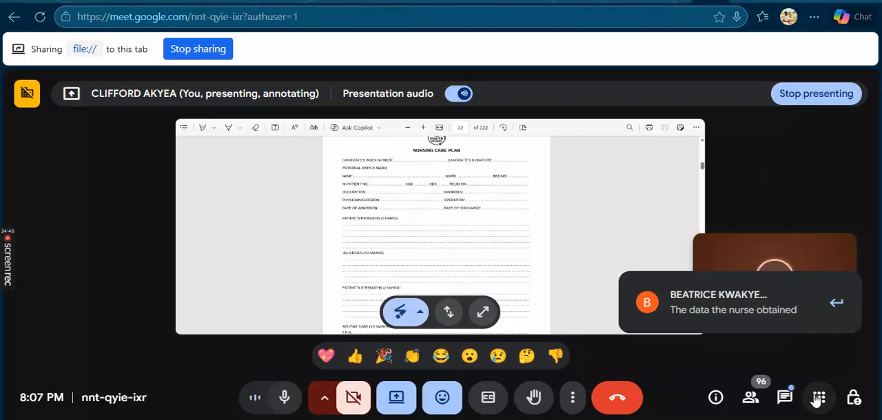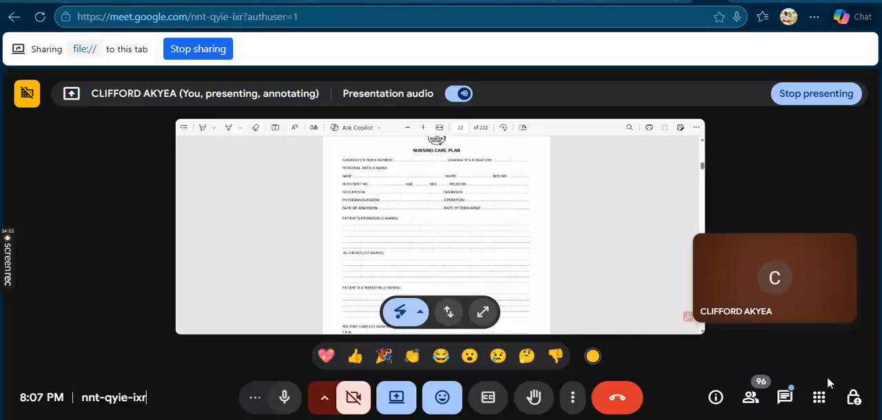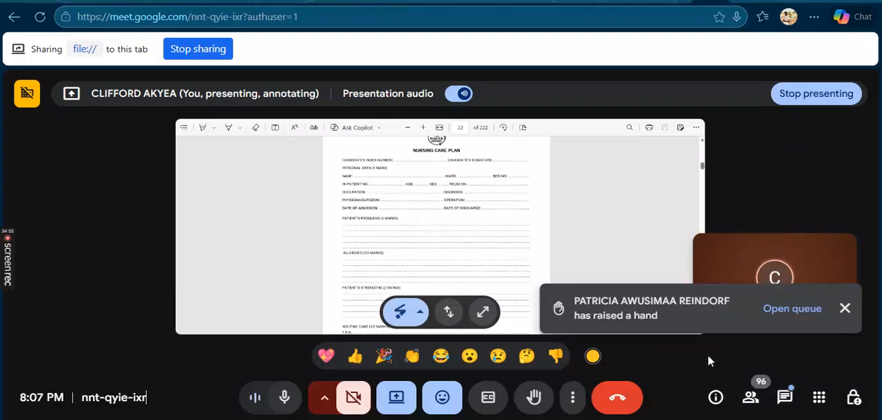The data the nurse obtained. Okay, Beatrice, that's correct. The data the nurse obtained. So it is the data. Okay, Patricia, you can speak, please. What you observe on the patient. Very good. So that is what you, the nurse, observe on the patient during your assessment.